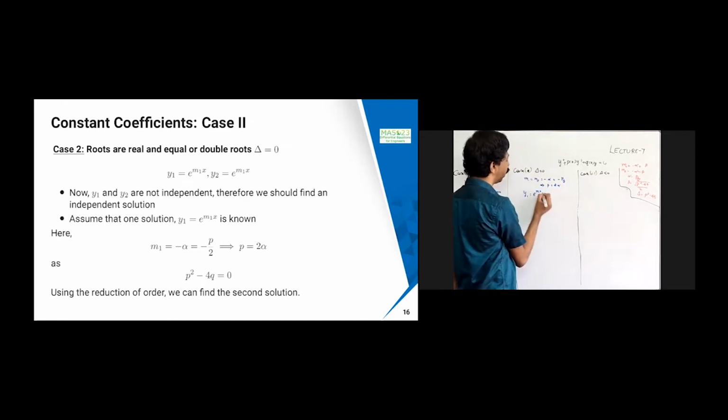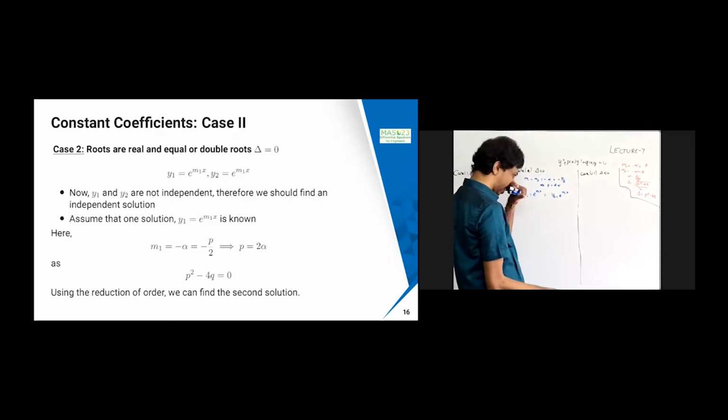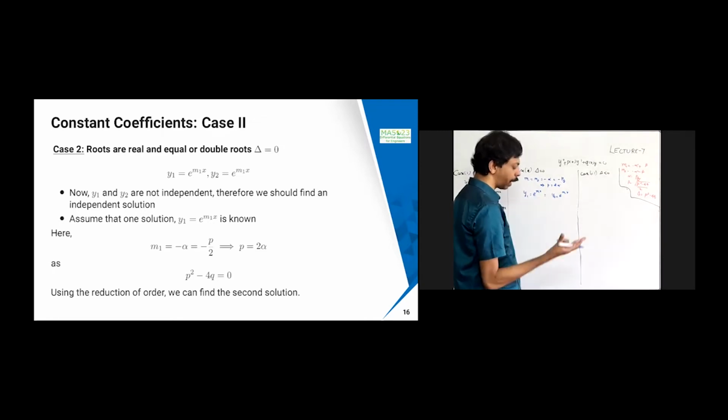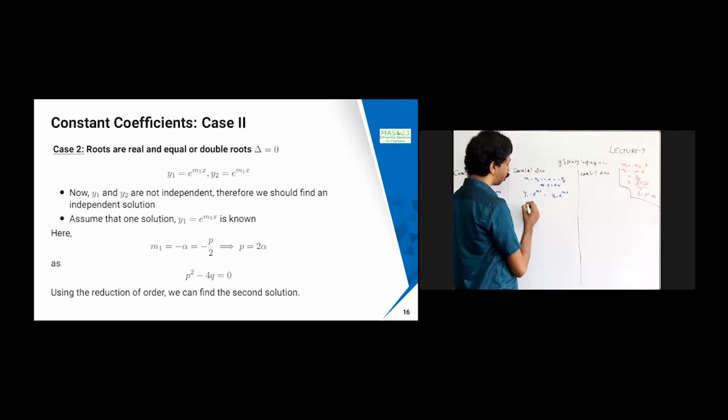e power m1x, and y2 is also e power m1x because both are the same. So in that case, y1 equal to y2, therefore it is linearly dependent. Therefore, you have to find the second independent solution. So in that case, I'm going to use the reduction of order method.